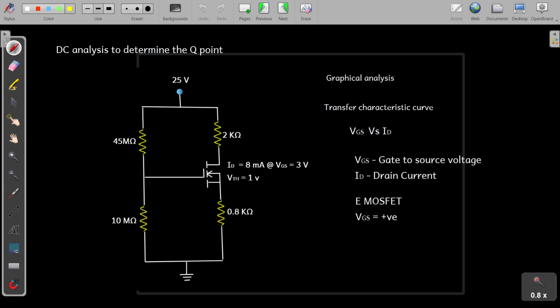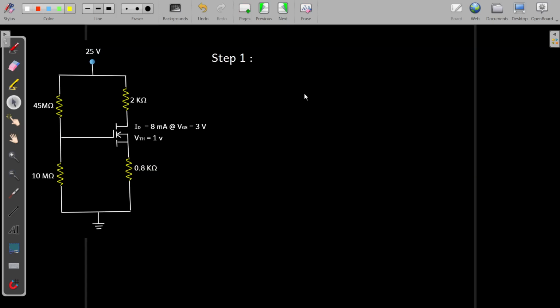In order to plot this VGS versus ID, we have to first identify some points so that we can draw the graph. In this, step one is to find out the coordinate points from the given data. So what is given here? If you look at this, the VTH is given as 1 volt. What is VTH? VTH is the threshold voltage. After this threshold voltage only the current starts flowing, that is the ID current starts flowing.